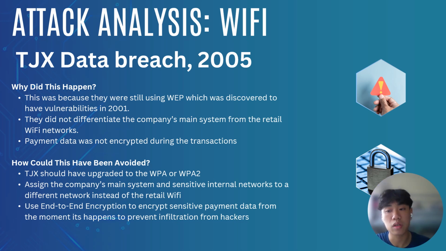So they should have switched to using either WPA2 or WPA3, as this would have made the hacking much harder for the infiltrators. Not only that, they should have kept sensitive systems separate from retail Wi-Fi, as this would have limited access points for the hackers. And lastly, encrypting payments made by customers at every stage would have protected the customer's information from being hijacked by outsiders. This breach highlights the high stakes of ignoring basic security principles that TJX should have followed in the first place.